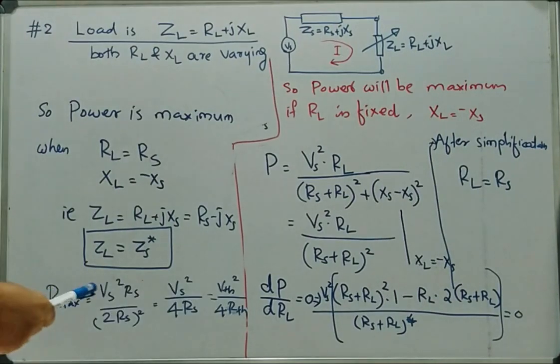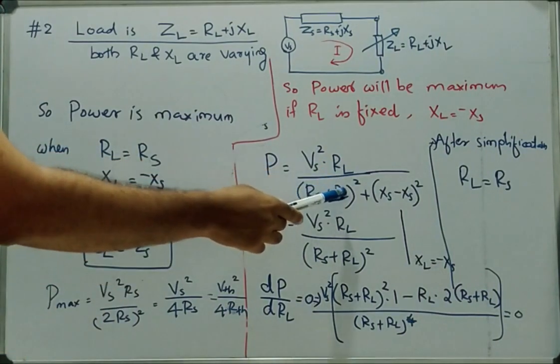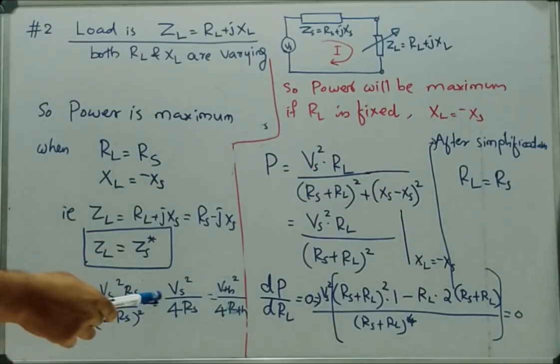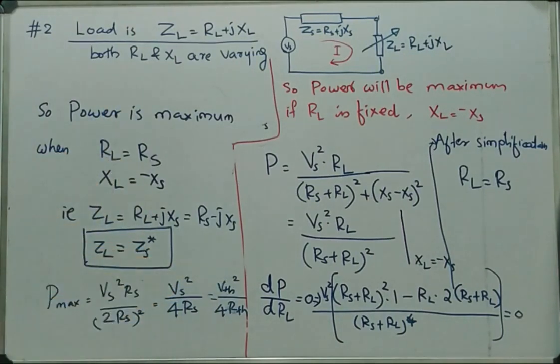And maximum power under this condition is Vs square Rs divided by (Rs plus Rs) whole square, that is coming as Vs square divided by 4Rs. It is to be noted that while doing this type of problem, Vs is Thevenin's equivalent voltage and Rs is Thevenin's equivalent resistance. So in order to find out the maximum power transfer from a given network, we need to first of all convert that network into Thevenin's equivalent network.